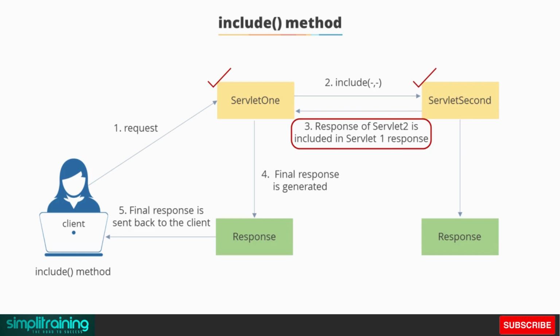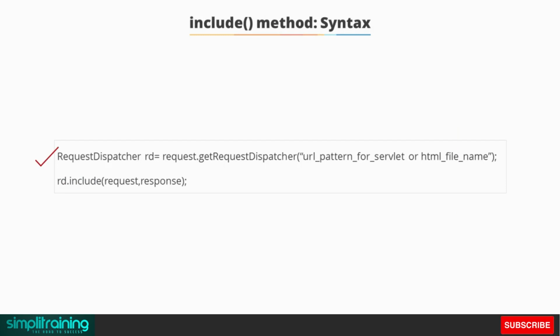So the difference here between the forward and the include method is, in the include method you will get a consolidated response from both the servlets, which will be consolidated into a single response object and then sent back to the client. In the forward method you had two individual responses that were getting generated. This is the syntax. RequestDispatcher rd equals request.getRequestDispatcher and the URL to navigate to, and rd.include with the request object and response object.